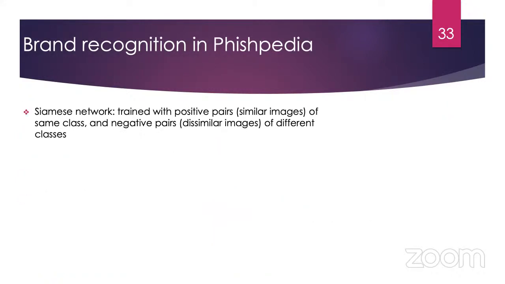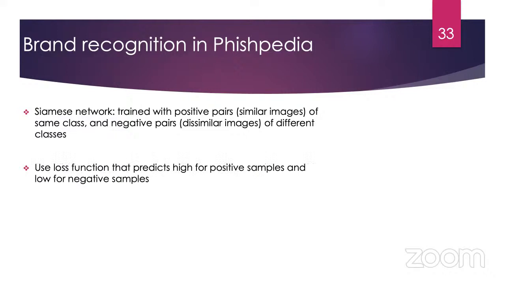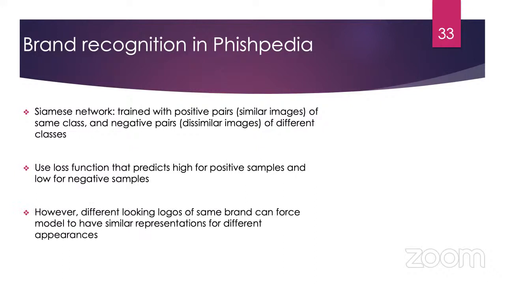With that in mind, how do we do brand recognition? Well, we can still use a Siamese network trained with positive pairs of logos, meaning logos of the same class, and negative pairs, which means logos of different classes, and use a loss function, either binary cross entropy or the triplet loss function, that predicts high for positive samples and low for negative samples.